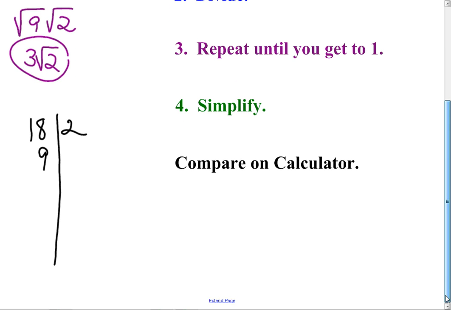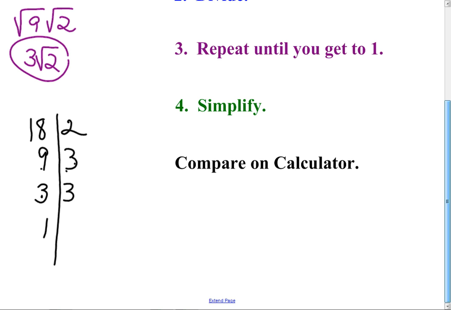Let's try 3. And 3 goes into 9 how many times? 3. And you still keep dividing. You want this to be 1. So what goes into 3? 3 goes in once. And that gives you what we call prime factorization. It says repeat until you get to 1.